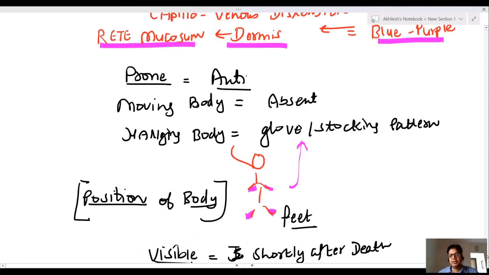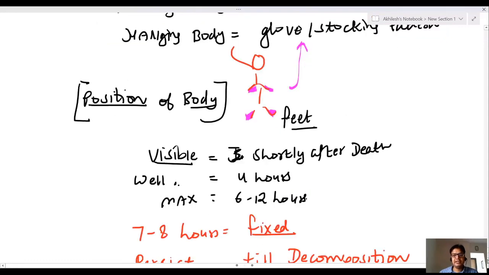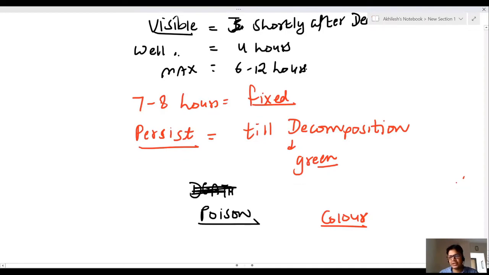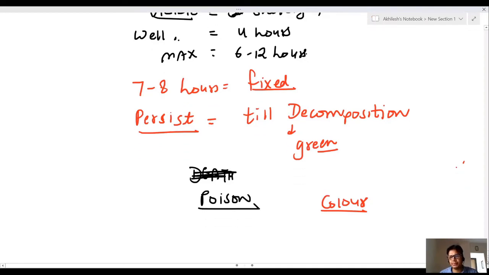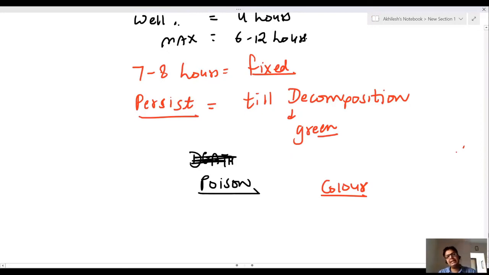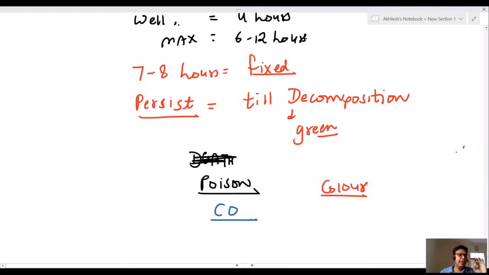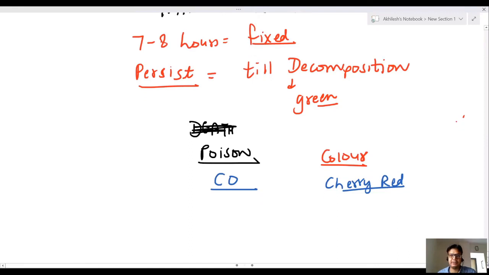So this is glove and stocking pattern, seen and visible shortly after death, well developed in 4 hours, maximum at 6 to 12 hours, fixed in 7 to 8 hours. Now sir, it persists till decomposition, when your body becomes green. Till this time this postmortem staining persists. Now sir, see, in different poisoning cases or different causes of death, postmortem staining color is different. Like carbon monoxide poisoning forms carboxyhemoglobin, that's why the color is cherry red in carbon monoxide poisoning.